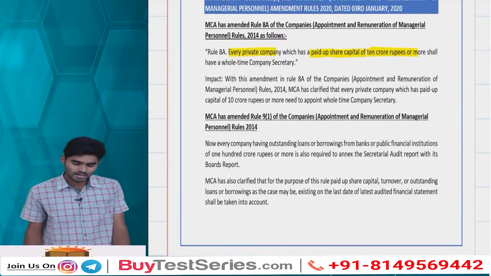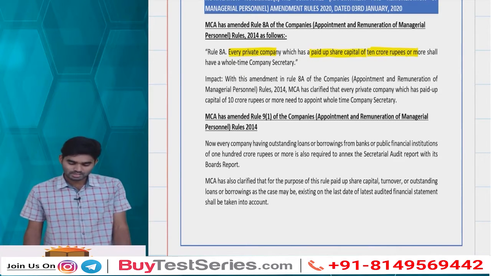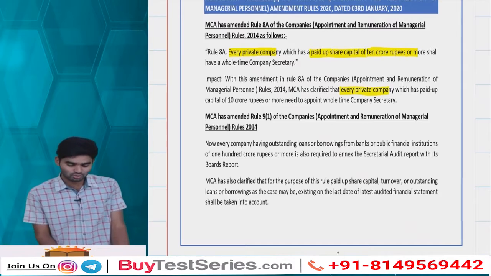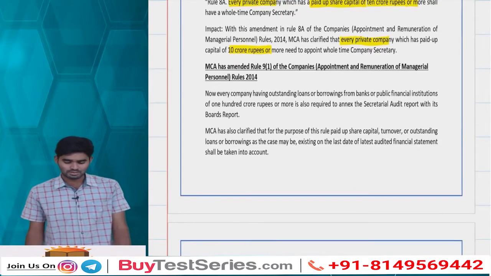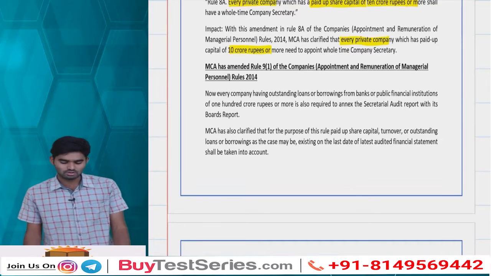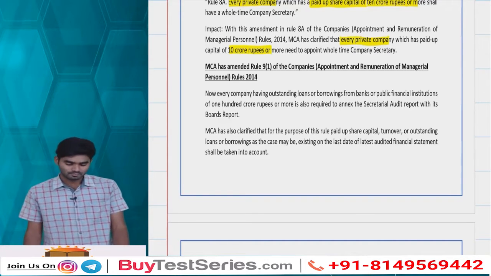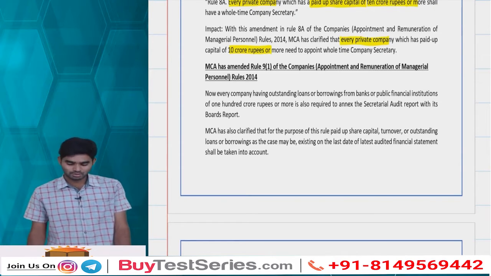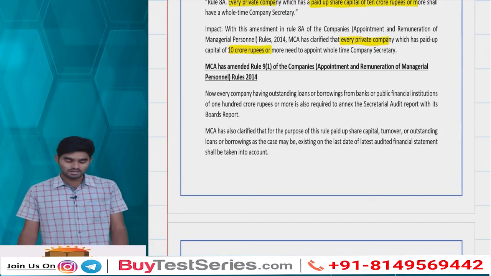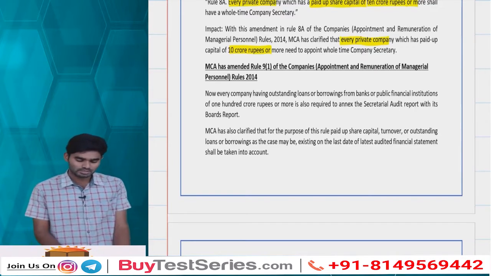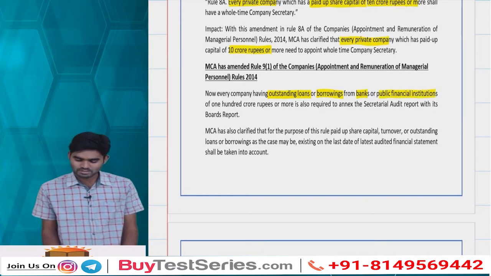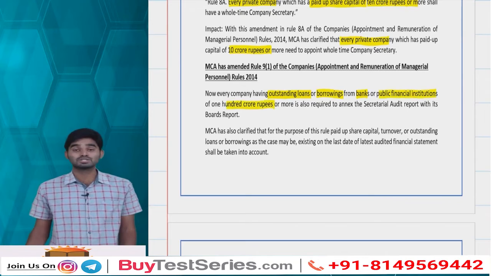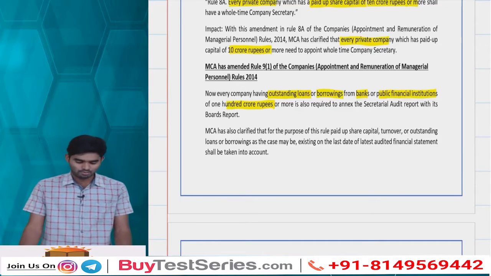So what will be the impact of that? With this amendment in Rule 8A of the Companies (Appointment and Remuneration of Managerial Personnel) Rules 2014, MCA has clarified that every private company having a paid up capital of 10 crores or more needs to appoint a whole-time company secretary. Clear, everyone? Then the next amendment: MCA has amended Rule 9 of the same rules with respect to the secretarial audit report. Expected question for examination: now every company having outstanding loans or borrowings from banks or public financial institutions of 100 crores or more is also required to annex the secretarial audit report with its board report.